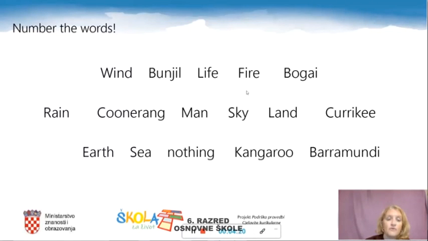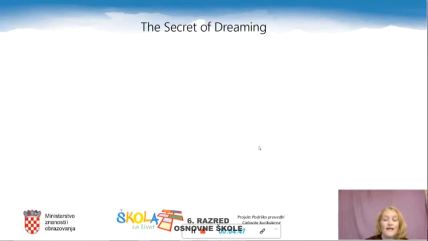But before you do it, please copy these words in your notebooks, because as you listen to the story, you're going to put the numbers next to the words as you hear them. Sada prepišete ovaj slajd i dok budemo slušali priču, vi ćete stavljati brojeve kako čujete, kojim redoslijedom čujete ove riječi. So stop the video and copy the words. Well done. This is our story.